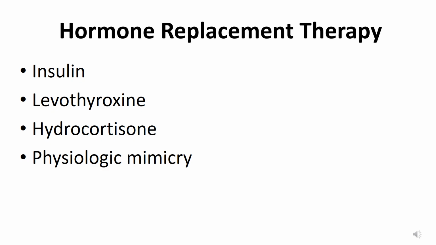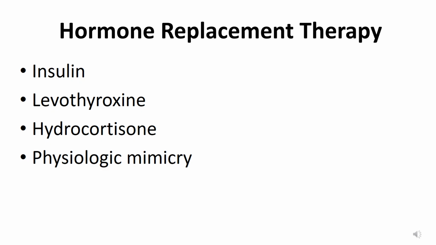Hydrocortisone replaces cortisol in adrenal insufficiency. Cortisol is essential for stress response and survival. Without enough cortisol, blood pressure may fall dangerously low. Fatigue and weakness can also become severe. Hydrocortisone helps maintain blood pressure and energy balance. It also supports normal immune and metabolic function. Patients sometimes need higher doses during illness or surgery. This mimics the body's natural stress response.